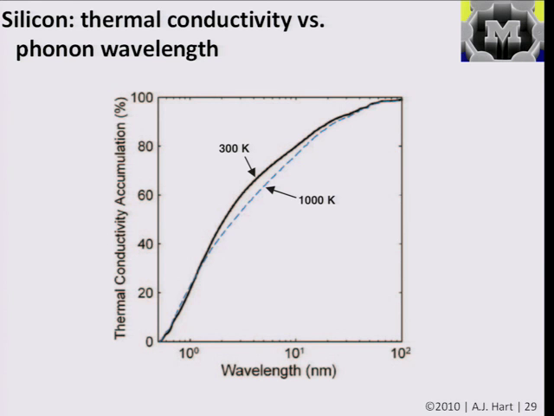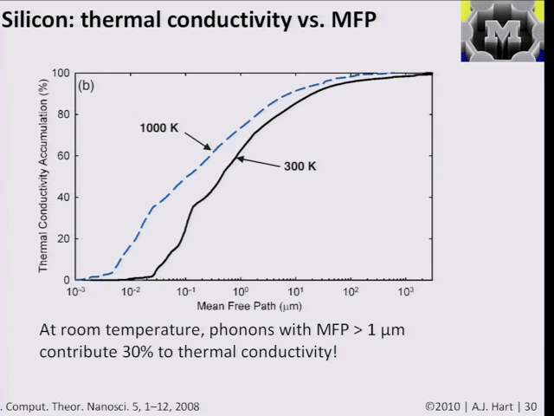So that means that for most applications, you don't really have to worry about the wavelength. Anything bigger than 10 nanometers, you're not going to see the effect of wave interference. But if you look at the mean free path, so how far that wave or how far that particle goes before it scatters, the picture is a little bit different. So again, on the left, the same thing. How much thermal conductivity is contributed by each phonon. And this time we're plotting it by the mean free path, or how far it goes before it scatters off another phonon or an electron or a defect or whatever.